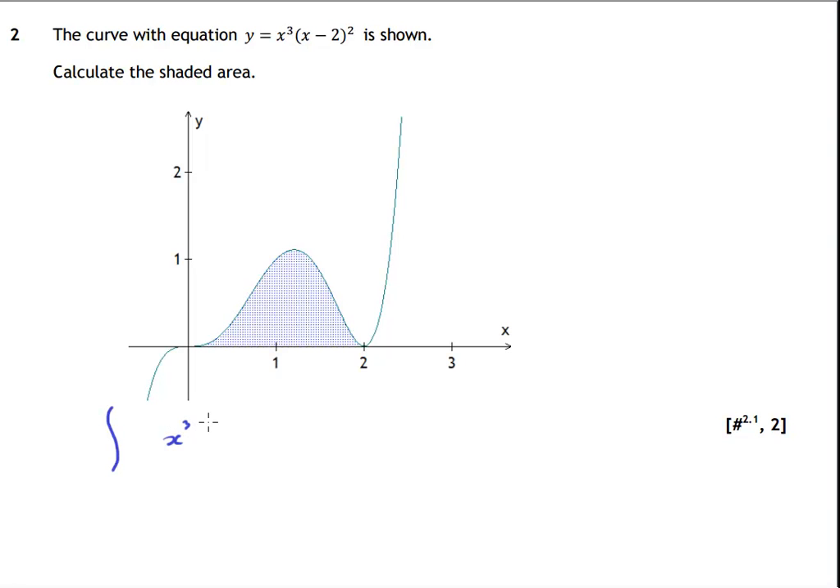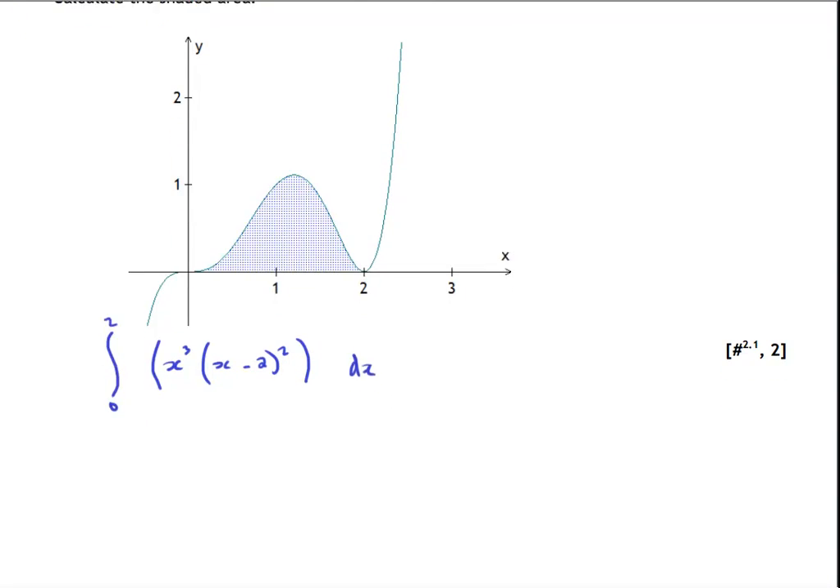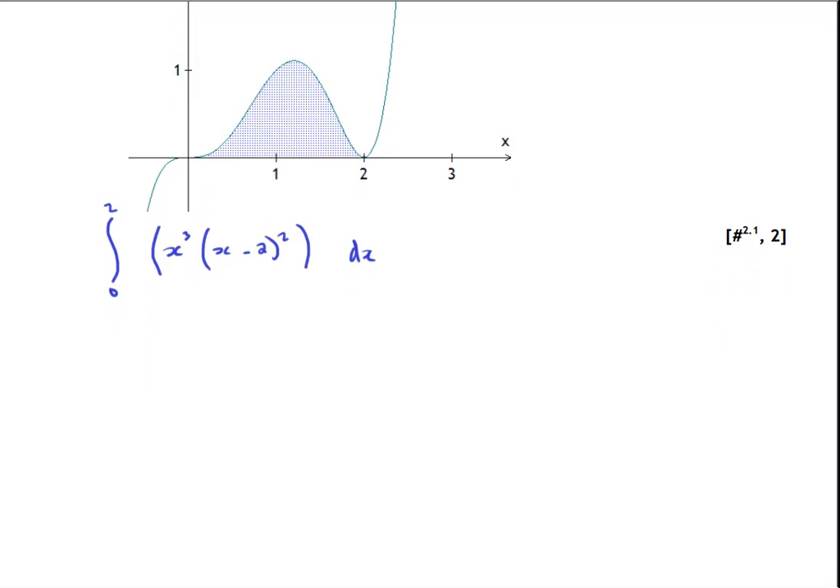So I just rewrite the integral first of all here. We're integrating between 0 and 2, x cubed, x take 2 squared. All of that should live in a bracket, and don't forget the differential there, dx. If you miss off dx, you will be penalised, so it is a very important part of the integral. Now we'll start multiplying this out. Hold the x cubed at the front just now and square out this bracket.